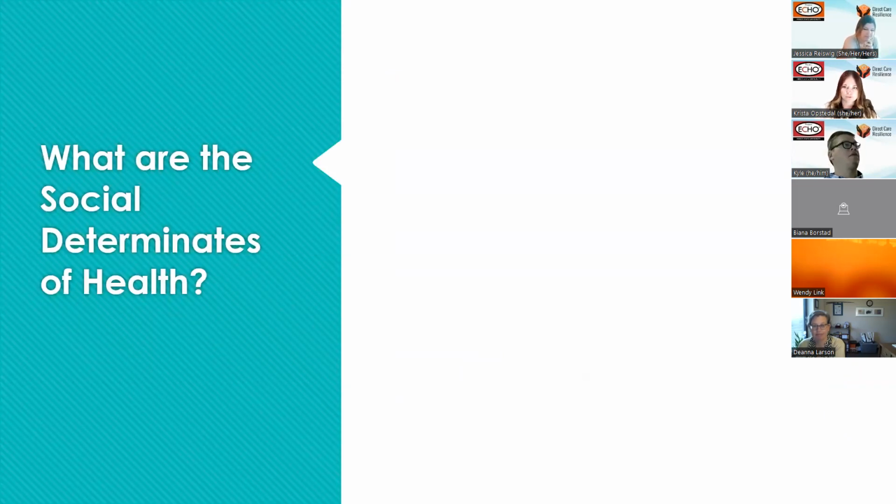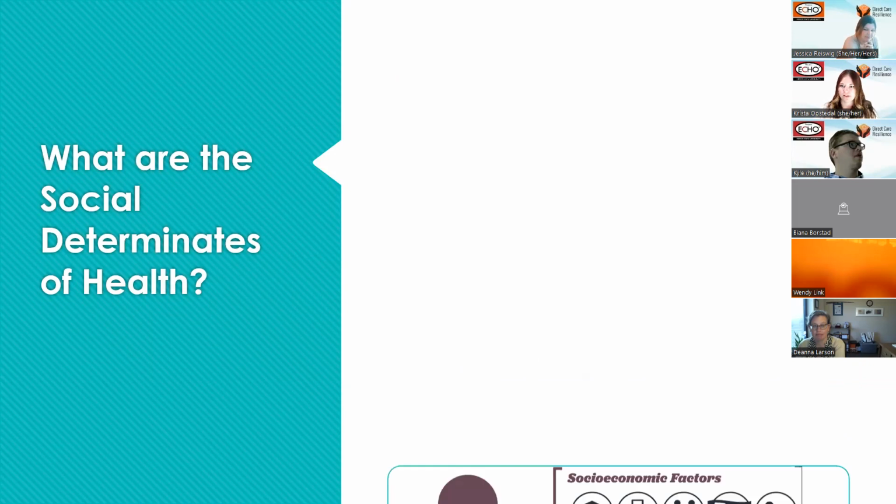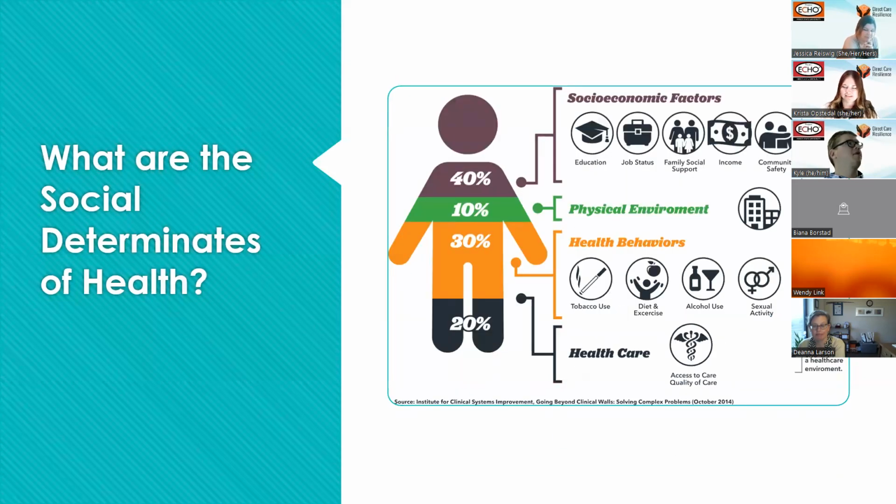So what are the social determinants of health? They're based off of health equity. And before I dive into this, I found this really interesting fact. Did you know that your zip code is more important to your health than your actual genetic code? So let that sink in for a moment: your zip code is better at determining your life expectancy and your risk of chronic disease than your actual genetic DNA.